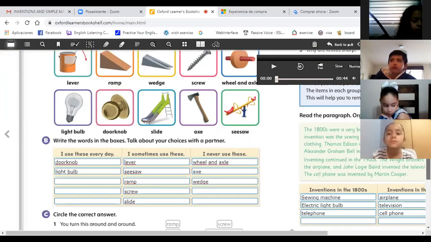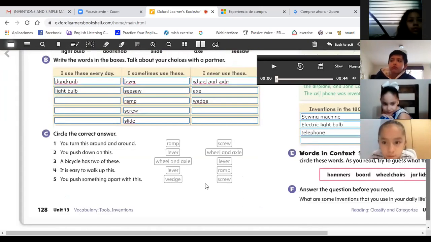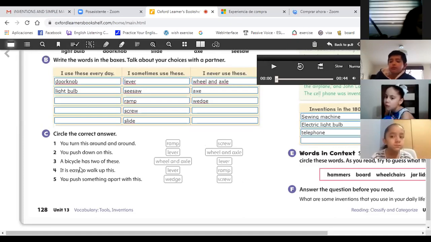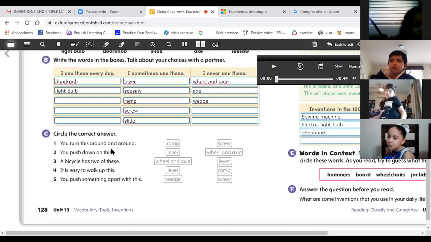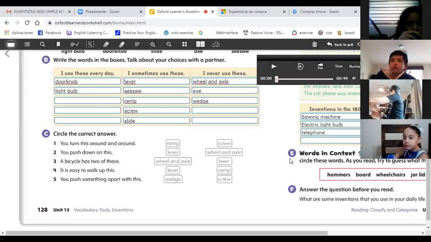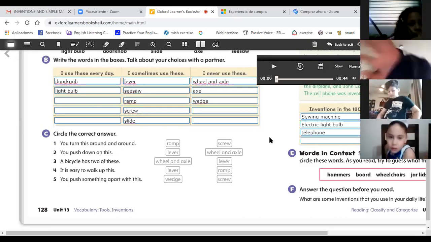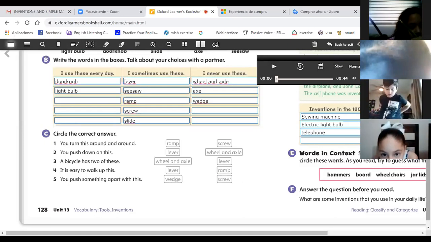Congratulations. Okay, and we also want to complete the exercise C. Here, we just have to circle the correct answer, okay? So if you got the answer, open your microphone and say the correct one, okay? It says you turn this around and around. The answers are ramp or screw. What is the answer? Jorge, Maria Angel. Screw. Screw. Who answered? Say your name.